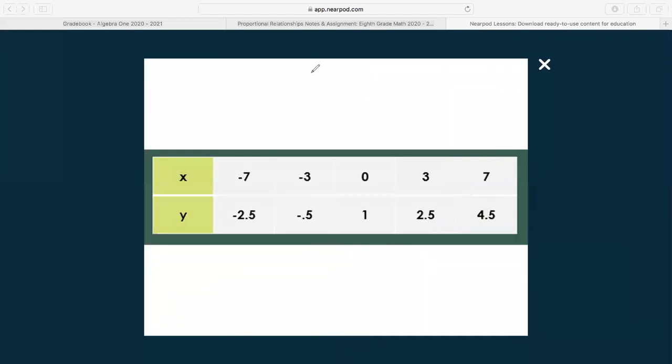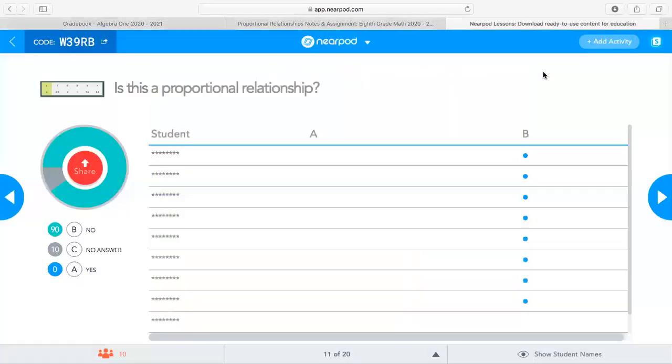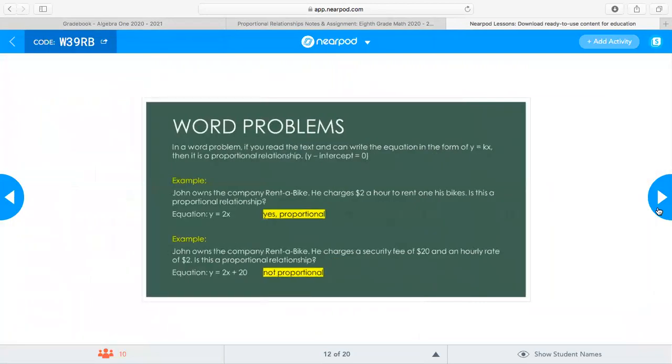We only have a couple of things left, and then I'm good. Word problem. This is the last topic of the day, trying to figure out if a word problem is proportional or not. What I would do is take a screenshot of this page right here. It's filled with good notes already, but we're just going to break it down. In a word problem, if you read the text and can write the equation in the form y equals kx, then it's proportional. Basically, if the y-intercept is 0, then it's proportional.